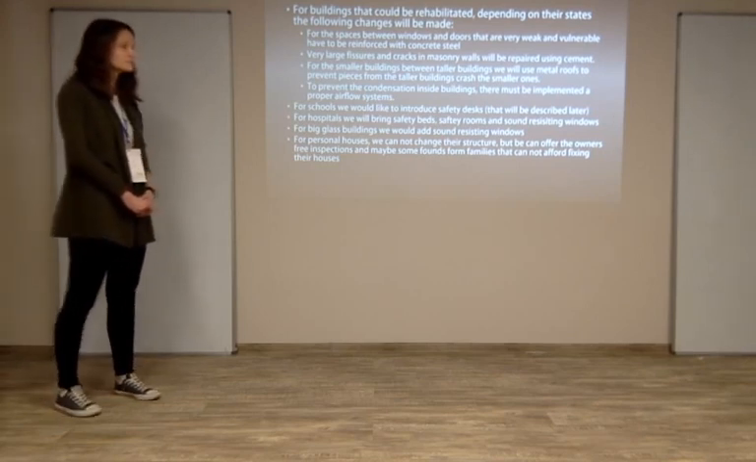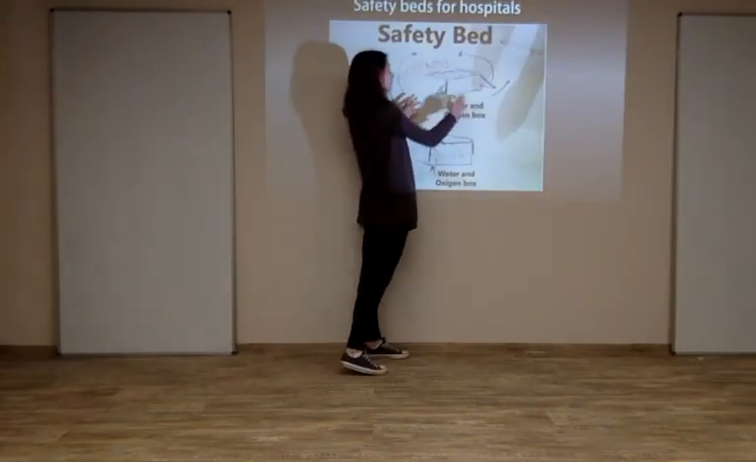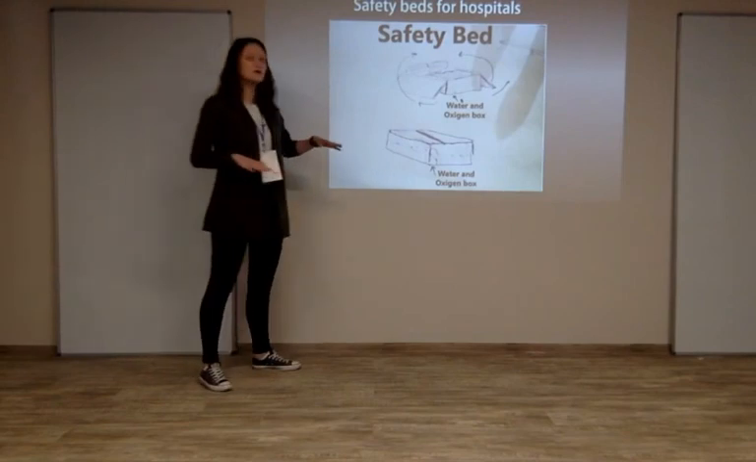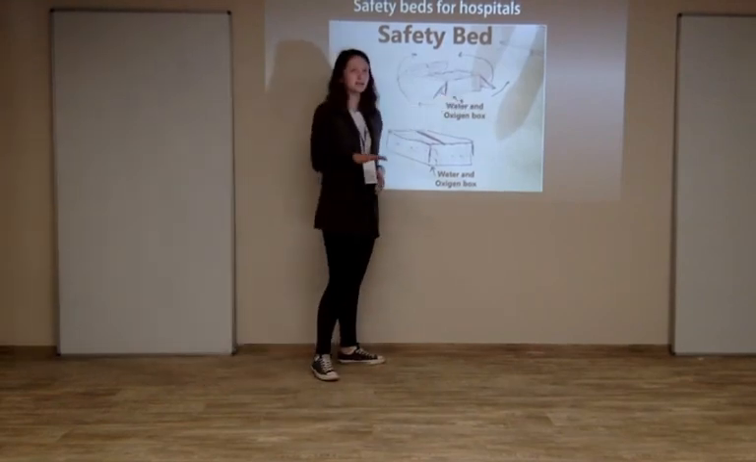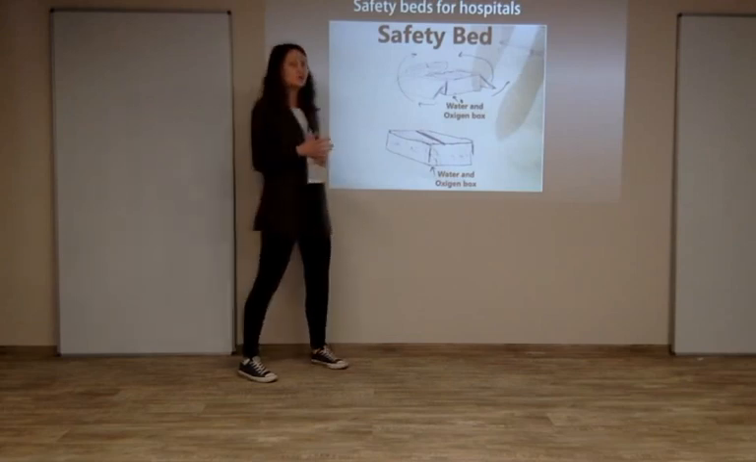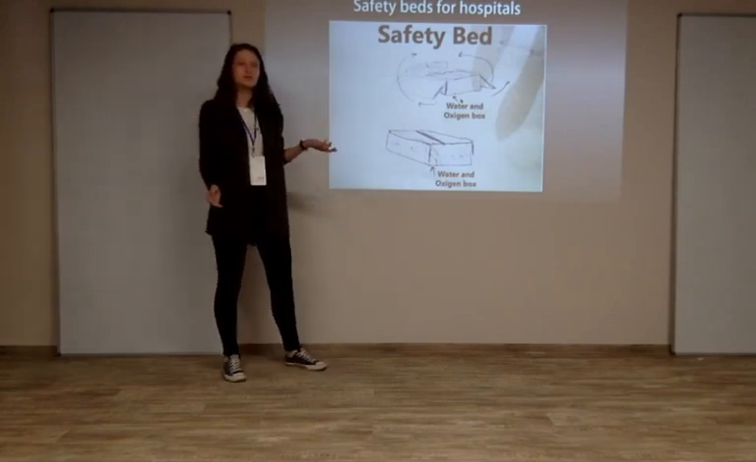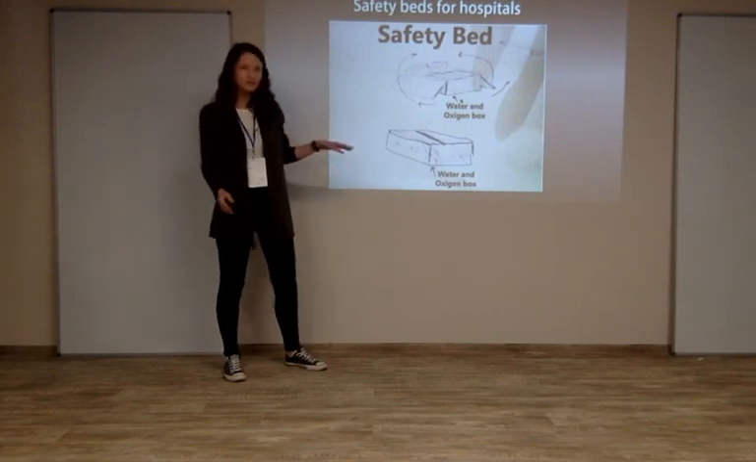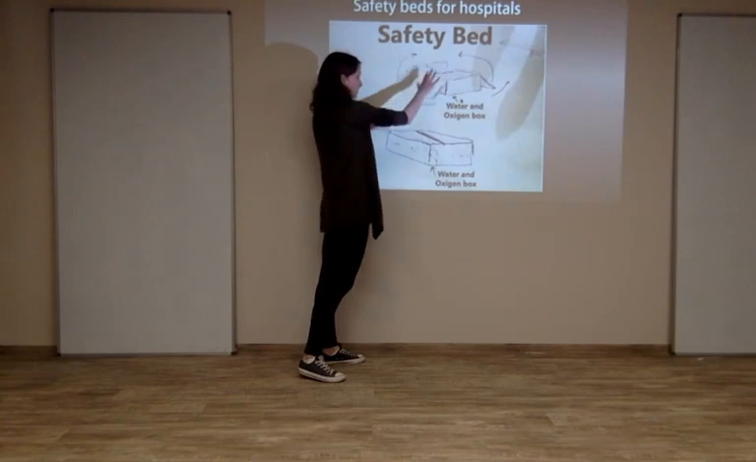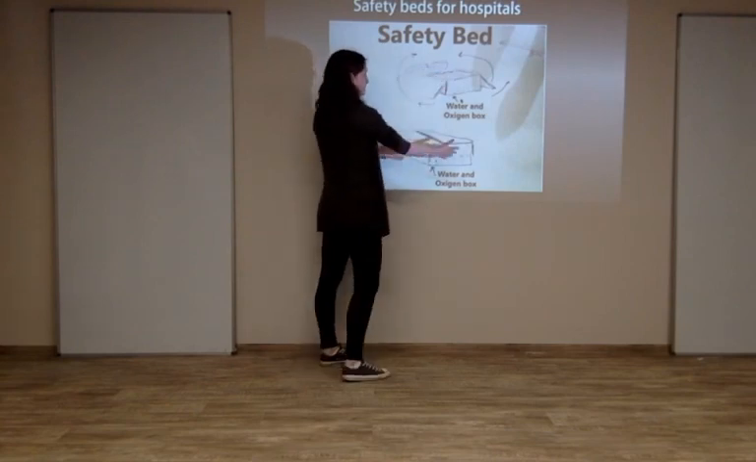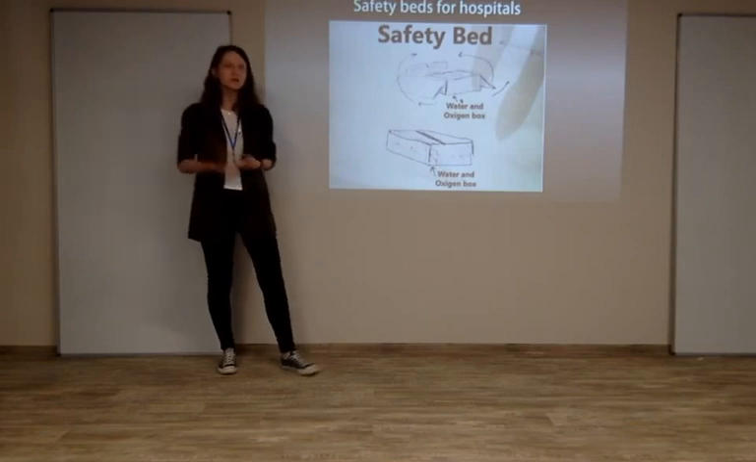Now, Cristina will explain this safety bed. This looks like a normal bed, but it's on top of a steel box. So, here are some sensors that detect if there are movements. Of course, there's a safety button, so if you want to move the bed, the button can be pressed and nothing will happen. So, if it detects movement, the cushion will come down, the box will close, and inside there are water bottles and oxygen tubes.